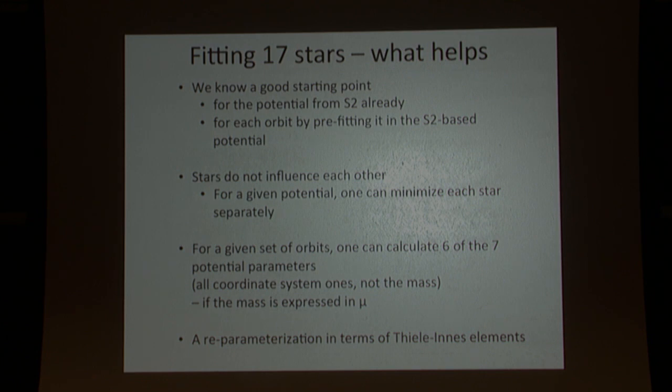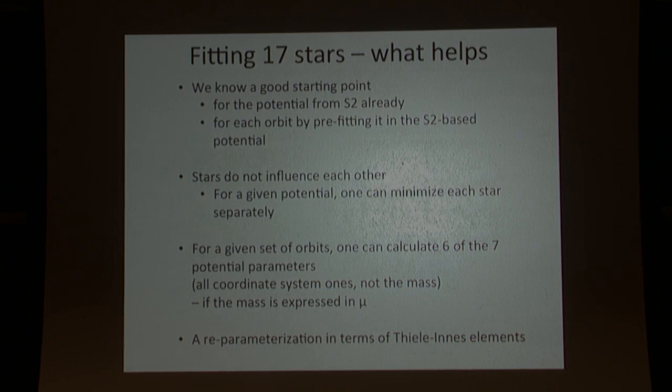And what helps? Well, of course, we know a very good starting point because we have the S2 orbit, and we can fit all the stars individually in the S2 orbit to get good starting parameters. Also, we know that the stars don't influence each other, so for a given potential, you can minimize stars individually. And what is maybe the interesting thing is that for a given set of orbits, you can actually calculate 6 of the 7 parameters of the potential. You don't need to fit for them. You can calculate them when you have a set of orbits given. And so only the one parameter is free, which is this mu.